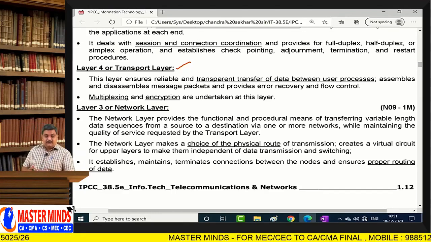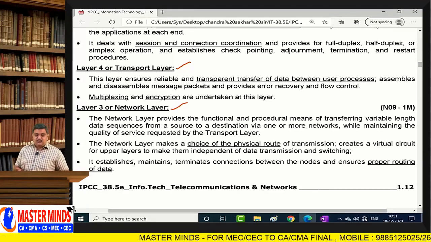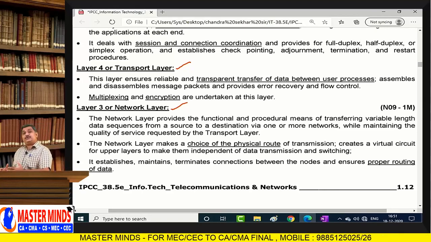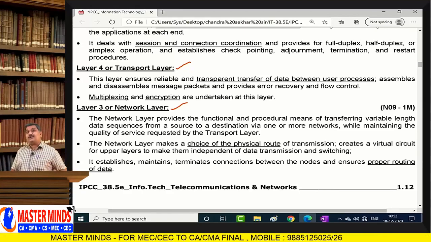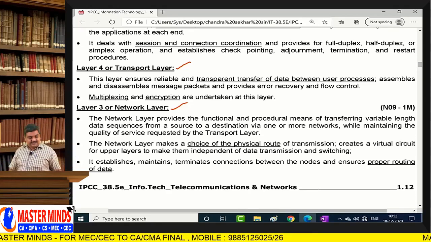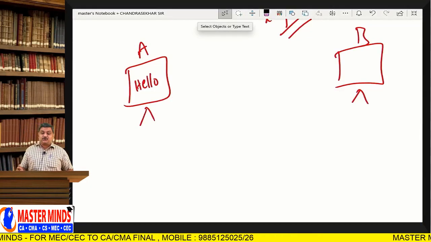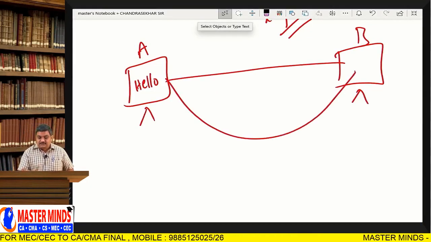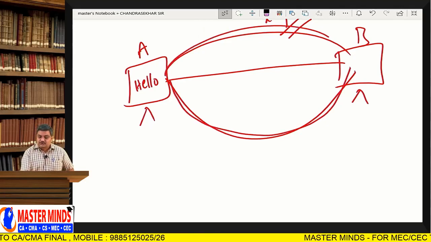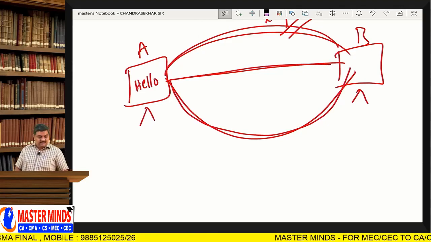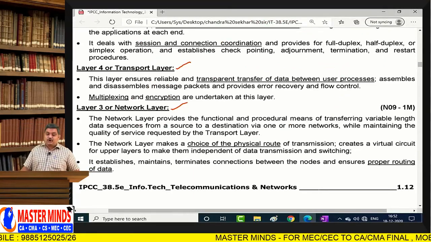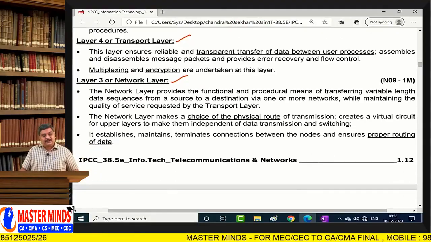Okay, and now comes the network layer. What will this network layer do? The network layer will choose which channel to use. Because here comes the network topology. Because there are multiple ways of reaching, no? For example, yesterday we learnt about network topology. There are multiple ways of reaching between a sender and a receiver. So which channel to follow, which way to follow, which route to follow, that will be decided by which one? The network layer. It decides the choice of physical route. Okay.